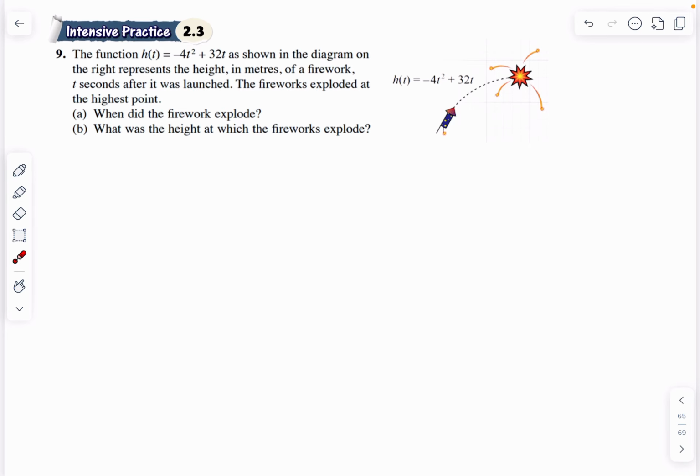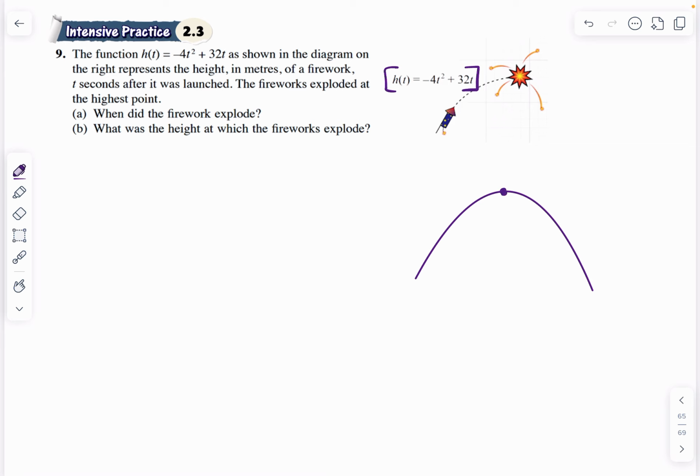Question 9. The function h(t), as shown in the diagram on the right, represents the height of a firework after it was launched. The fireworks exploded at the highest point. Okay, so this is the equation of the firework. So if we draw it into a graph, it will look something like this. Okay, this one is a quadratic graph lah. It exploded at the highest point, so at the vertex.